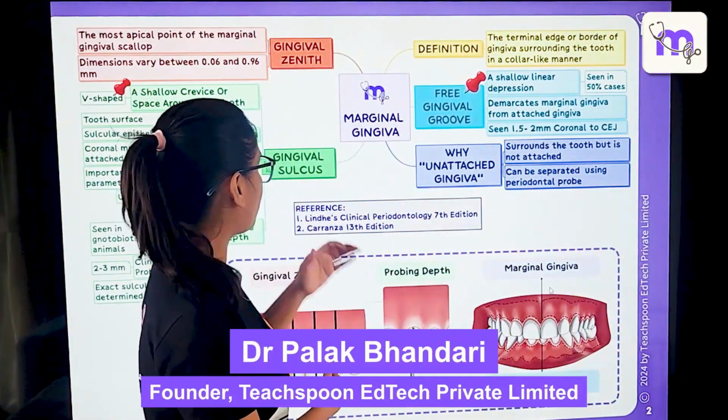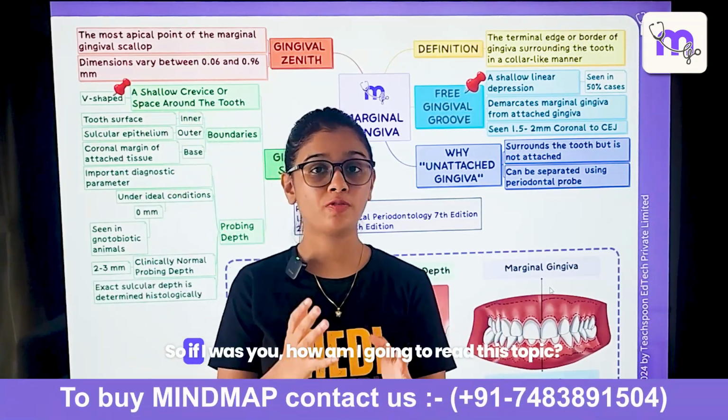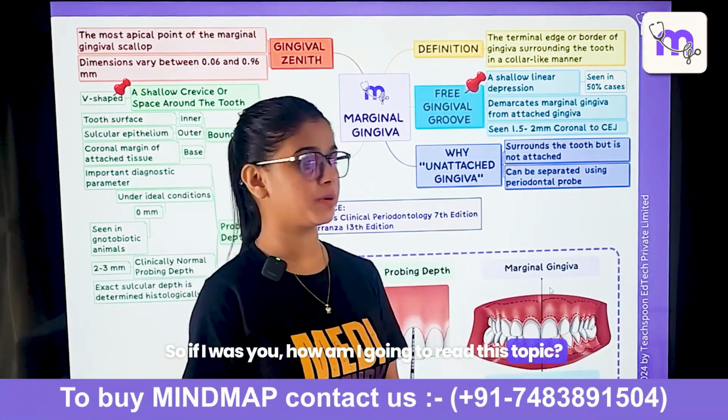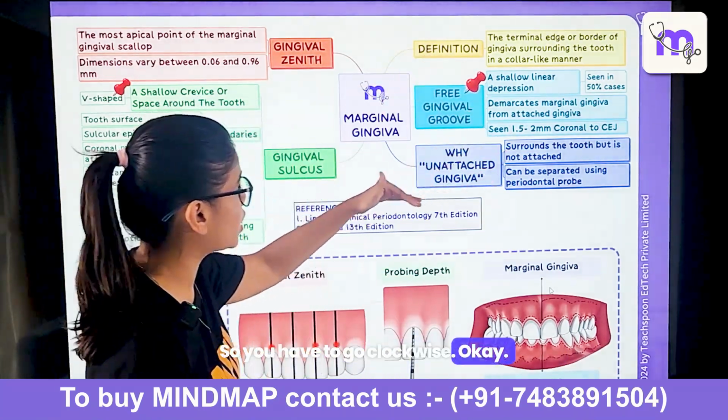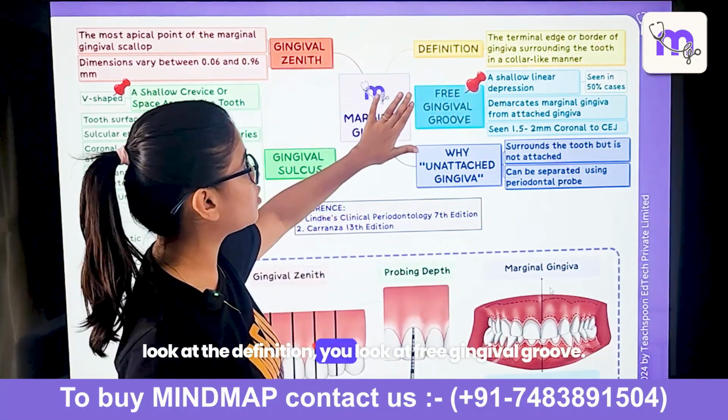So this is a mind map on marginal gingiva. Now this is a very important topic in periodontology. So if I was you, how am I going to read this topic? So you have to go clockwise, okay? So you will start from the top right, you look at the definition, you look at free gingival groove.